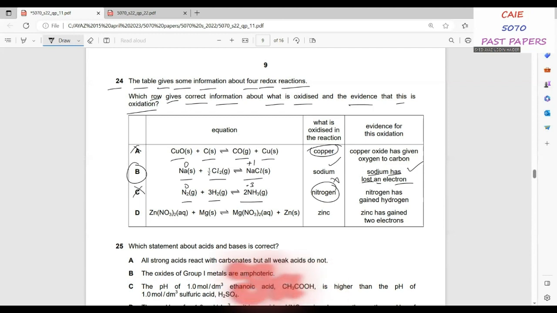D, ZnNO3 plus Mg gives Mg(NO3)2 plus Zn. What is oxidized in this reaction? Zinc. Wrong, because on the reactant side, zinc is carrying +2 charge. On the product side, it will carry zero charge, which means it is reduced, not oxidized. So this is also wrong.